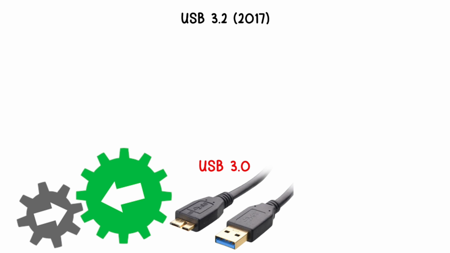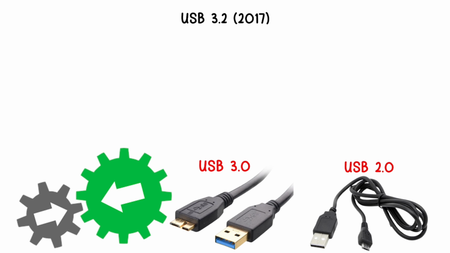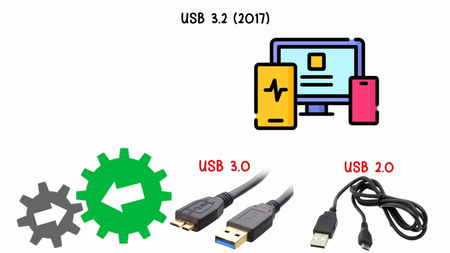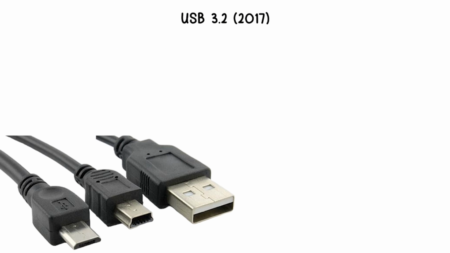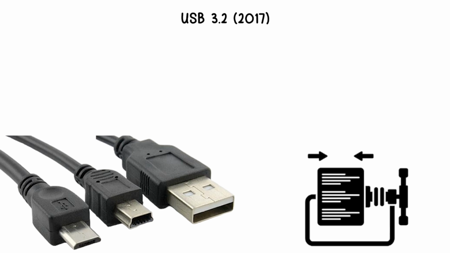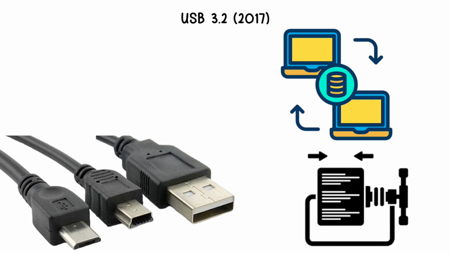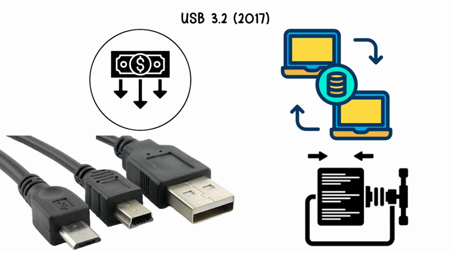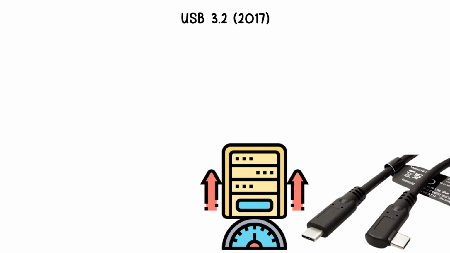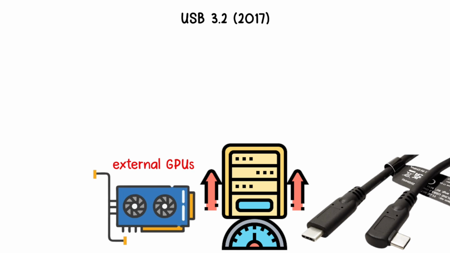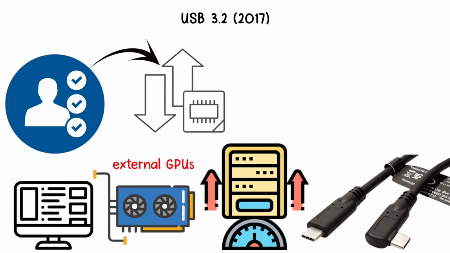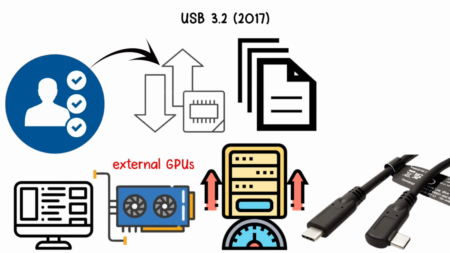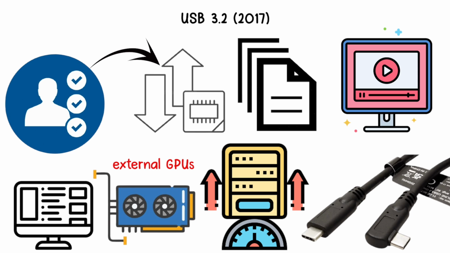The standard maintains backward compatibility with USB 3.0 and USB 2.0, so older devices continue to function at their respective speeds. USB 3.2 also enhanced data encoding, making transfers more efficient and reducing overhead. This version was largely focused on high-performance storage solutions, external GPUs, and displays, benefiting users who need maximum throughput for large files or high-resolution video streams.